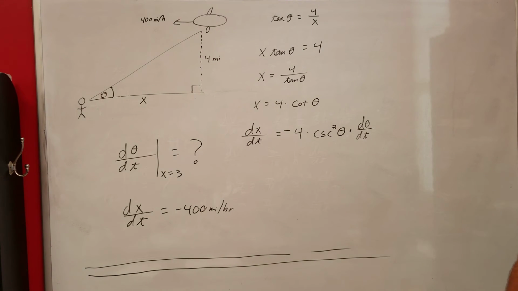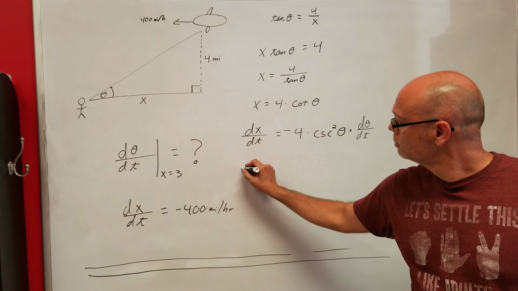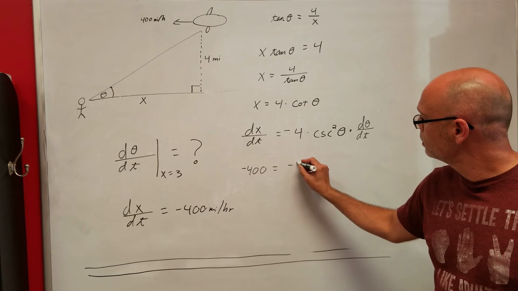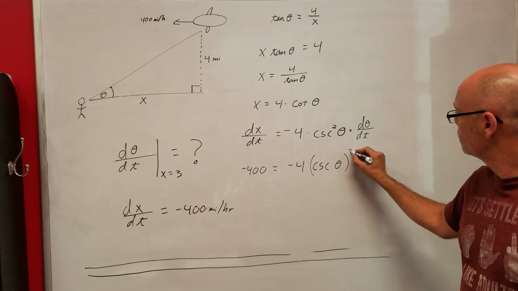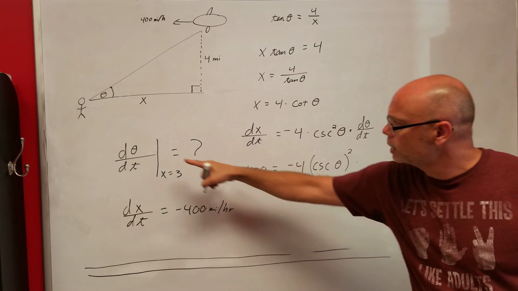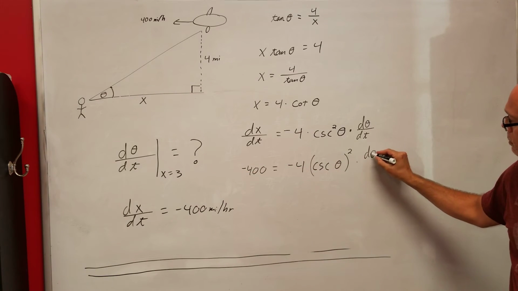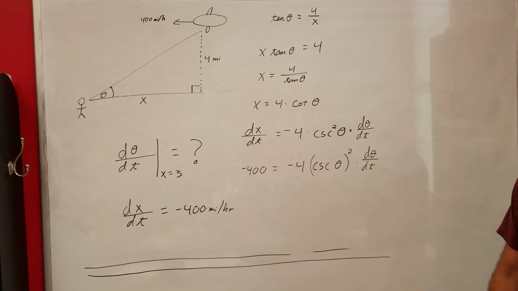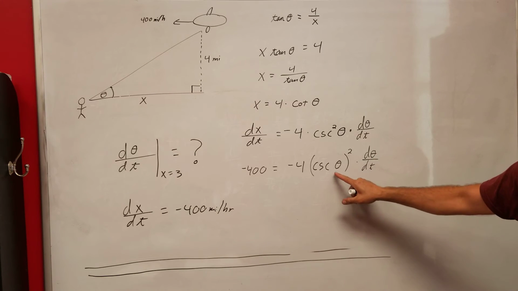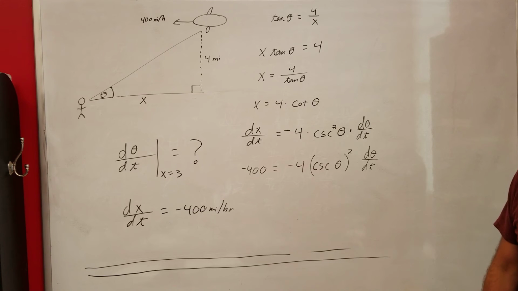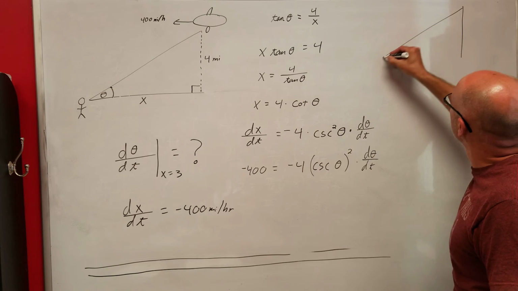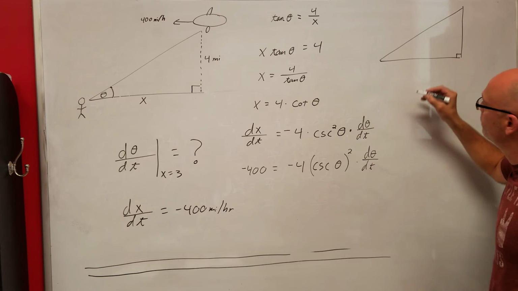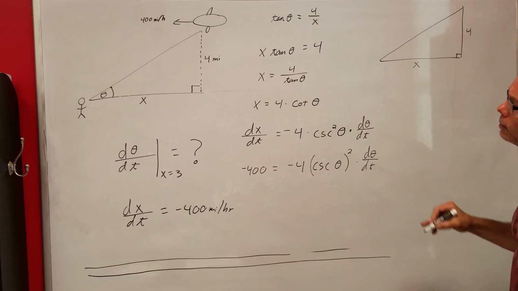All right, let's fill in. What's dx over dt? Negative 400 is equal to negative 4 times cosecant of theta squared times d theta over dt. I'm just going to keep d theta over dt like that because that's what I'm trying to solve for. Now let's find my cosecant of theta. Well, let's think about our triangle again. Here's my triangle right here. Here's x. Here's 4, right?